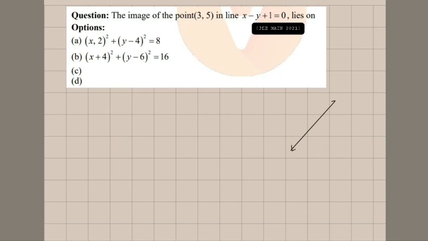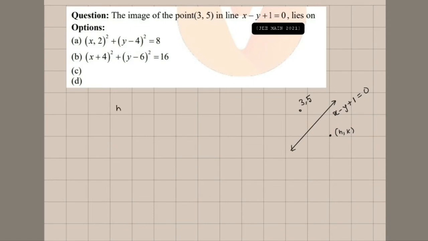There is a line L. It is x minus y plus 1 equals 0. This is a point (3, 5). And the image of (3, 5) is some (h, k). We have seen how to find the image of a point in lecture 10. If you don't know how to find it, do watch lecture 10 so that you will get this question very easily.